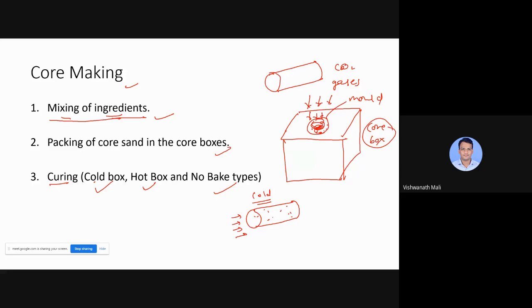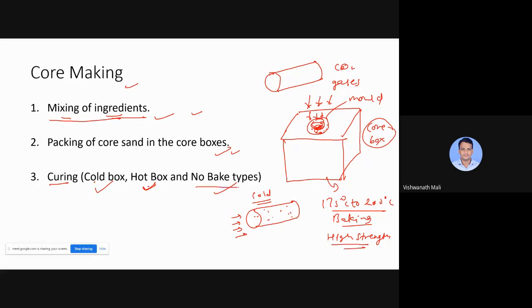Then what is hot box? Hot box is again the same procedure: mixing of ingredients, pouring this mixture into the mold, and then heating to 175 degrees Celsius to 200 degrees Celsius. That means we are baking this box, so it is called hot box. Due to this baking, we get the high strength.